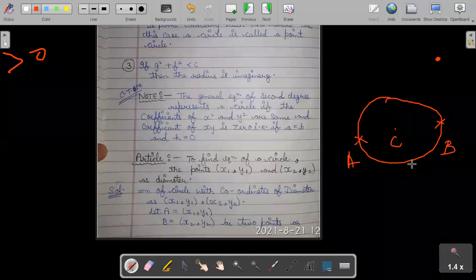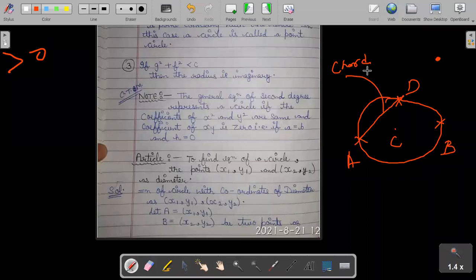So there are 2 possibilities, right? Say I take one more point, say D. Let me join AD. जब मैं AD को join करूँगी, the line does not pass through the center, right? So this is known as chord. Any line joining 2 points of the circle which does not pass through the center is known as a chord. And any line which joins any 2 points of the circle such that it passes through the center is known as diameter.